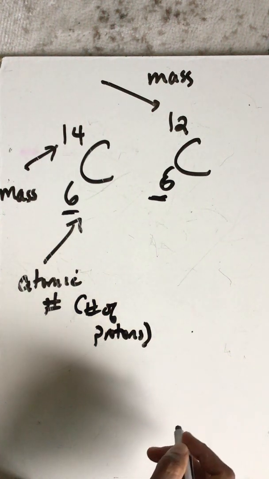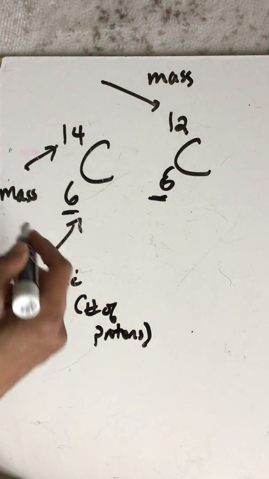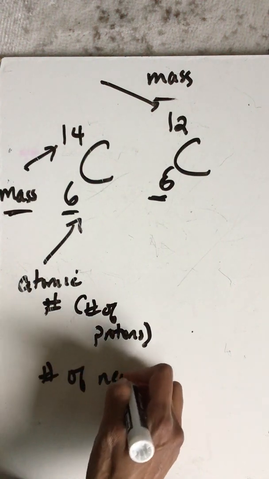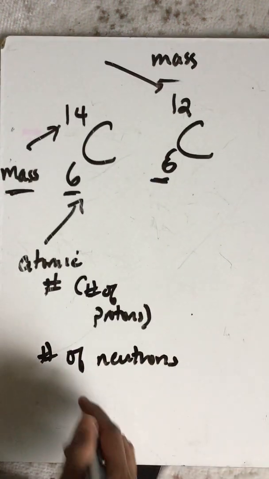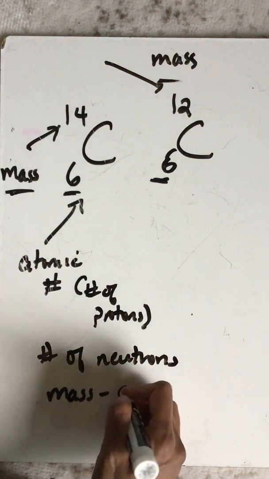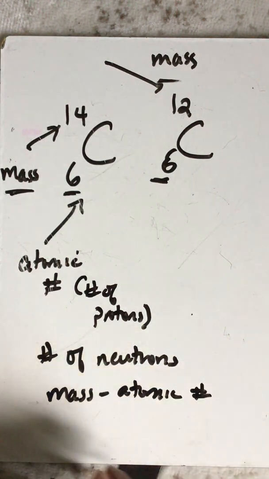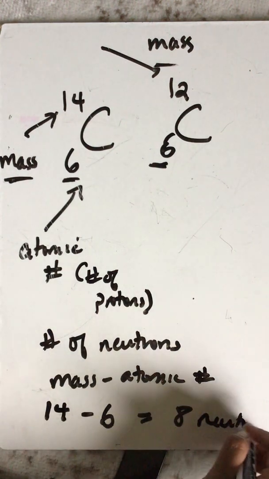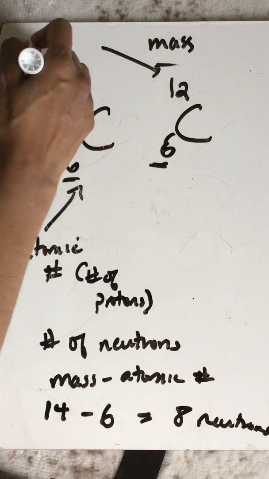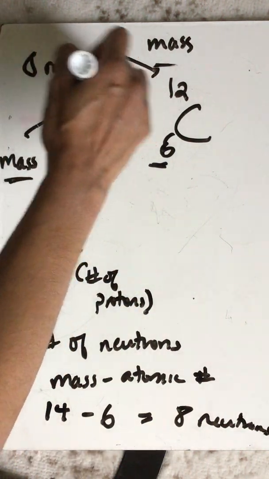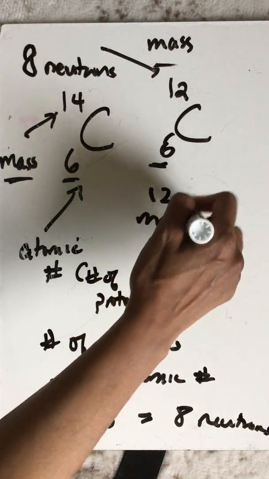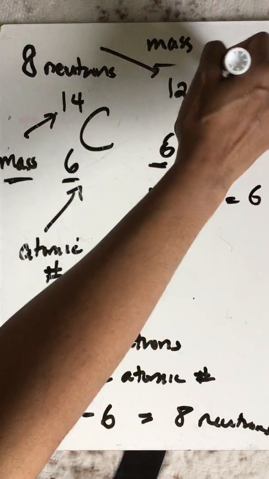And you can see that this one has more mass, this one has less mass. The reason for that is because they have different numbers of neutrons. To calculate the number of neutrons, you go mass minus atomic number. So the mass is 14, the atomic number is 6. That means I have 8 neutrons here. And for this one, you would go mass, which is 12, minus atomic number, which is 6. You would have 6 neutrons here.